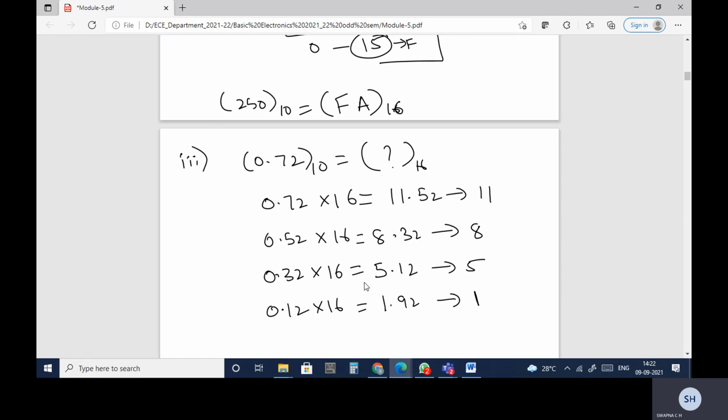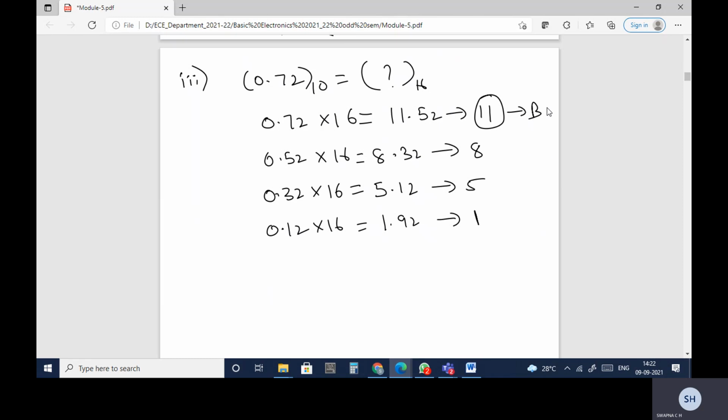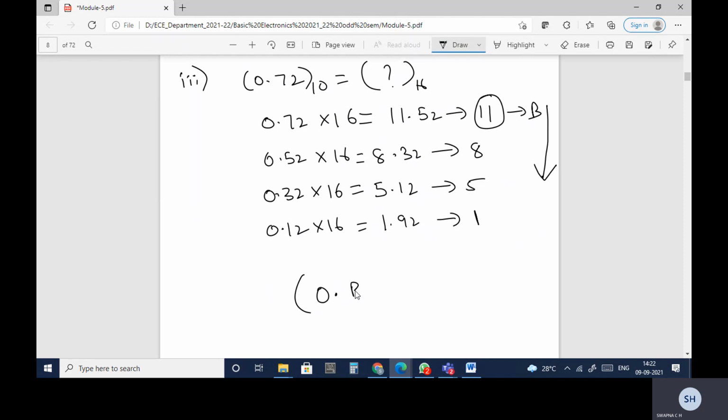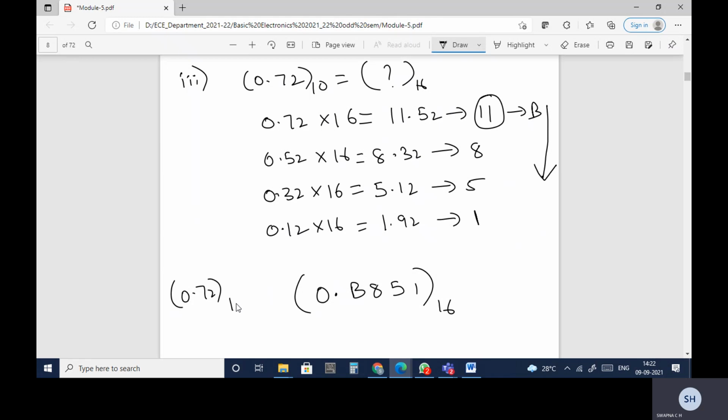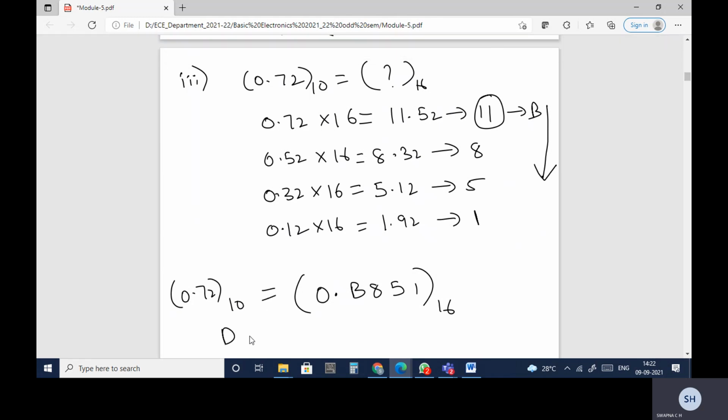But I can just stop after 4 or 5 decimal points. And here if you observe, I have 11. 11 won't be there in hexadecimal. Instead of 11, we'll represent that with B. 8, 5, 1 will be there. And for the fractional part, you need to write from top to bottom. So the final answer is 0.B851 base 16. This is for 0.72 base 10, which is the decimal to hexadecimal conversion.